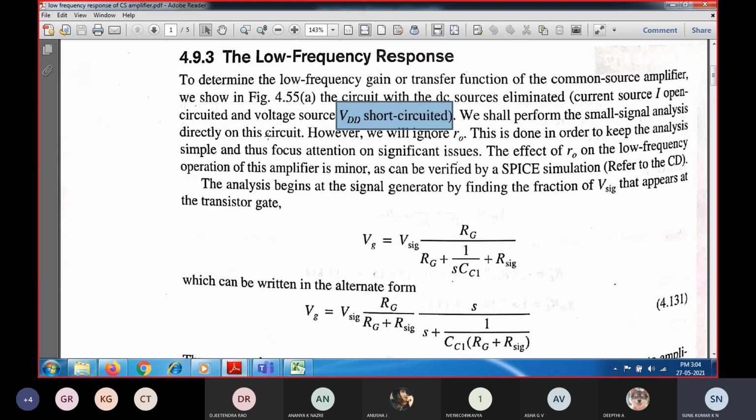So we are going to perform it directly on the circuit. In this case, when we are discussing the low frequency response of the common source amplifier, we are going to neglect the finite output resistance R naught. That means the common source amplifier which we are considering here does not have any channel length modulation effect. So neglecting the channel length modulation, the small signal equivalent circuit model will have no finite output resistance.